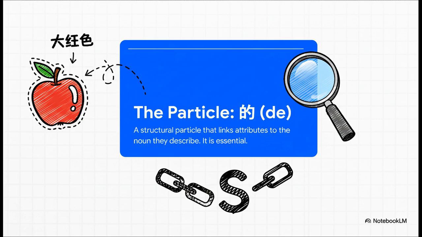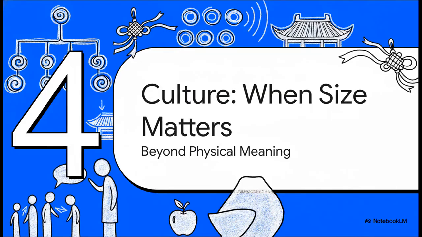Honestly, if you only remember one grammar rule from today, make it this one. Think of the de as the essential glue that holds the description together. It's the piece that links all the adjectives 大红色 to the noun they're describing, 苹果. It basically tells you, hey, everything that came before me is describing the thing that comes after me. Forgetting to use the de is probably the number one mistake beginners make, and it just makes the sentence sound wrong. It's absolutely not optional.